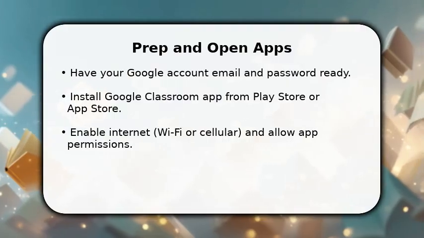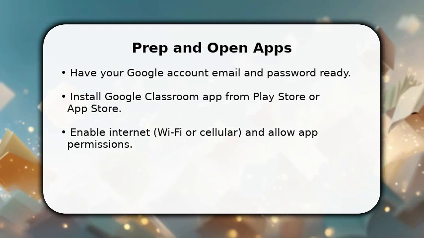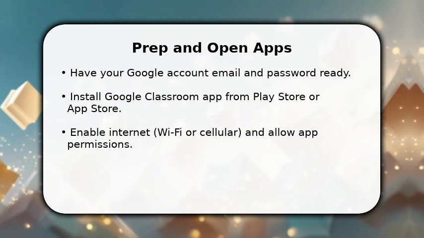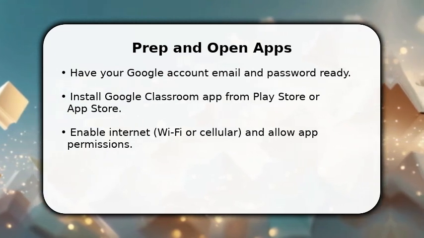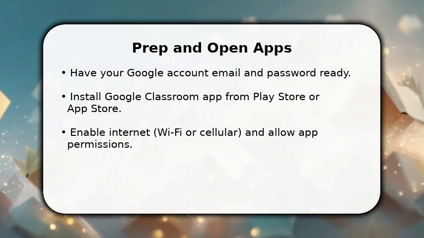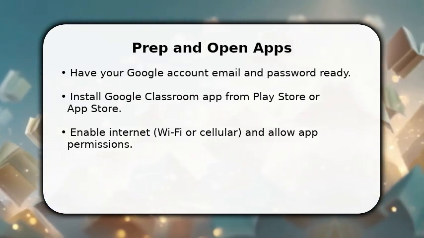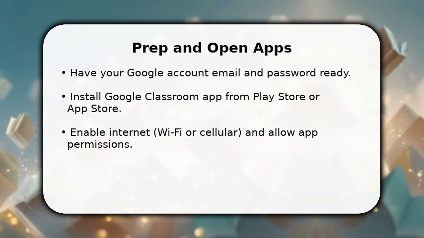You start by preparing your account credentials and making sure your phone is online. Open the App Store or Play Store, search for Google Classroom, then tap Install or Get. Once done, open the app and accept any permission prompts. This lets Classroom access notifications and storage so attachments work.